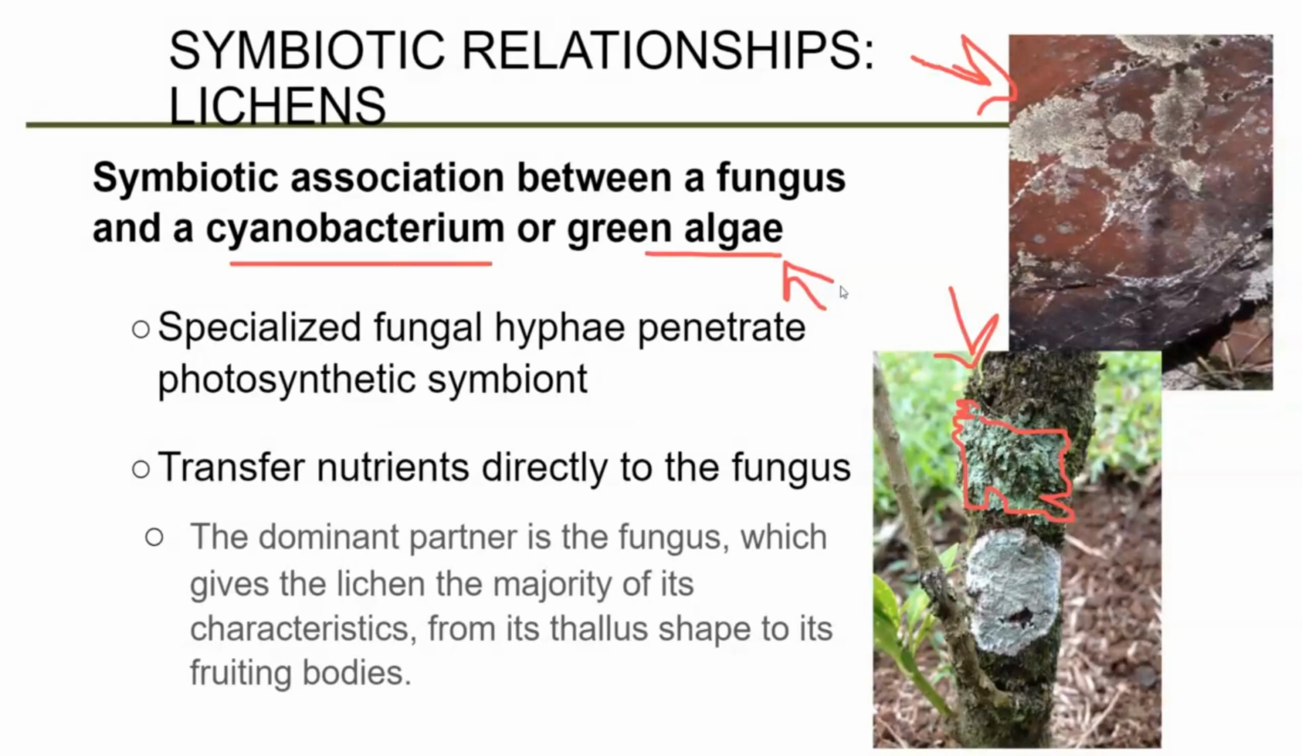So the main partner here is the fungus, because the fungus is going to create the housing and attachment to the surface, such as the rock or the tree. There's many different kinds of lichens, but all of them are going to be a mutual relationship.